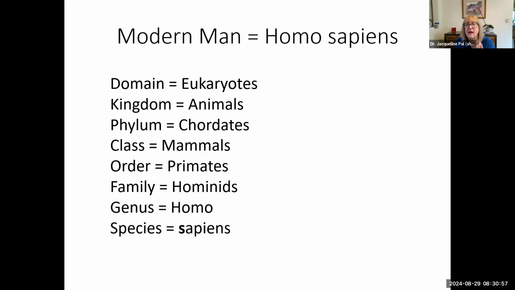Our class is that of mammals. By definition, mammals have mammary glands. In other words, we have milk to feed our young, and we have either fur or hair. So we have hair-bearing skin.